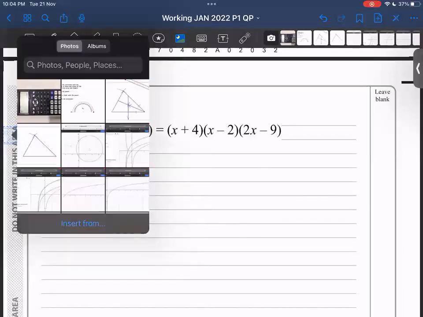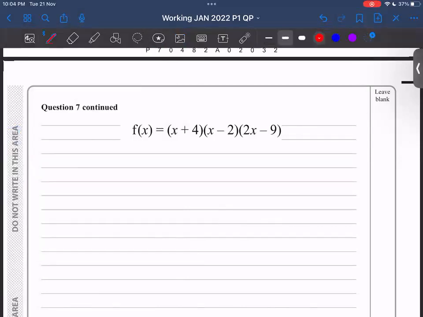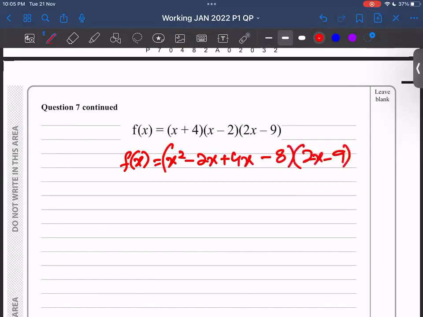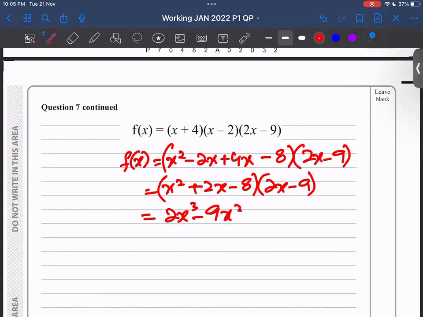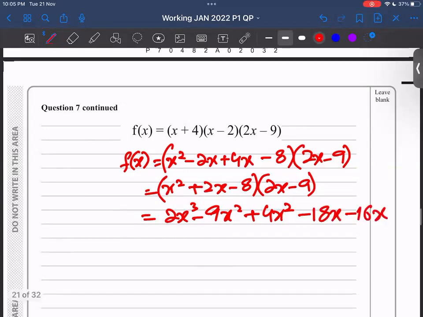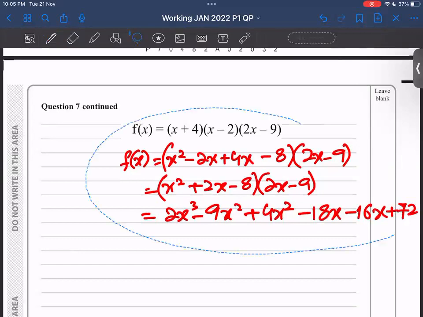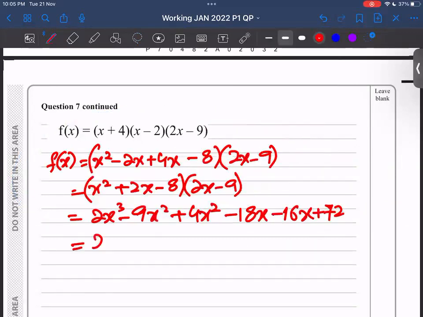So now I'm going to multiply these values. The first two brackets are multiplied, the last remains the same. x square plus 2x minus 8. x square multiplied by 2x is 2x cube. x square multiplied by minus 9 is minus 9x square. 2x multiplied by 2x is 4x square. 2x multiplied by minus 9 is minus 18x. Minus 8 times 2x is minus 16x. Minus 8 times minus 9 is 72. So you got all the terms here: 2x cube minus 5x square minus 18 minus 16 is going to be minus 34x plus 72.